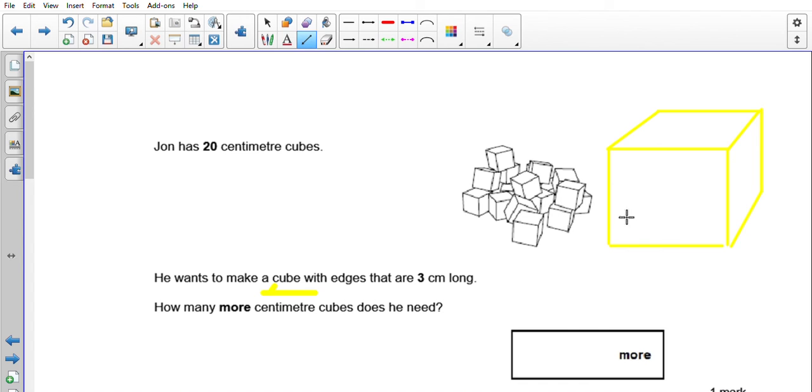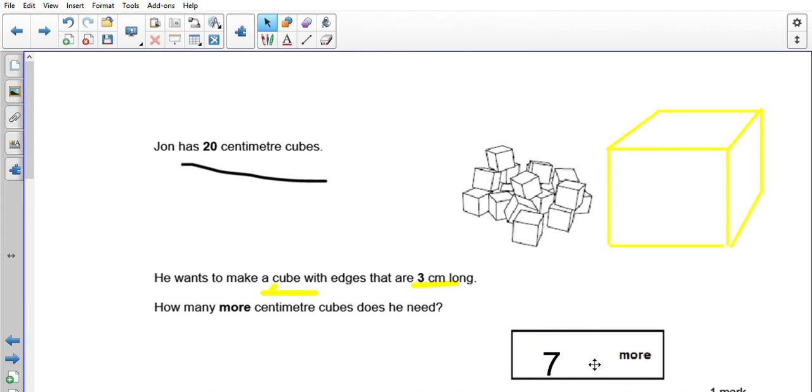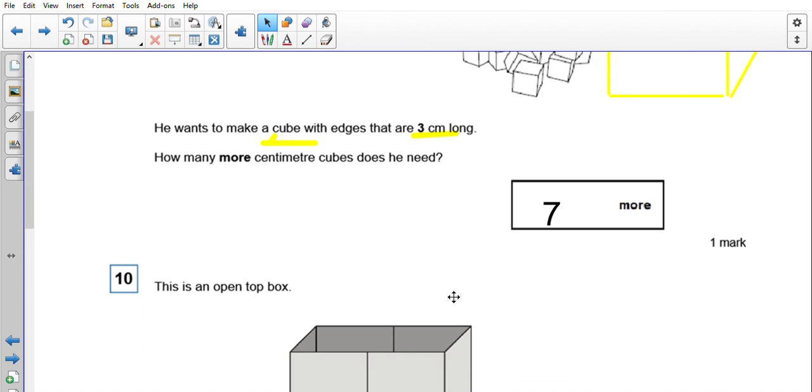If you imagine that, what we're asking here is what is 3 cubed? 3 times 3 is 9, times 3 is 27. We should know that 3 cubed is 27. He has 20 cubes. He needs 7 more, doesn't he? Because he needs to make a cubed number. 3 by 3 by 3 is 27. He only has 20. He's missing 7.